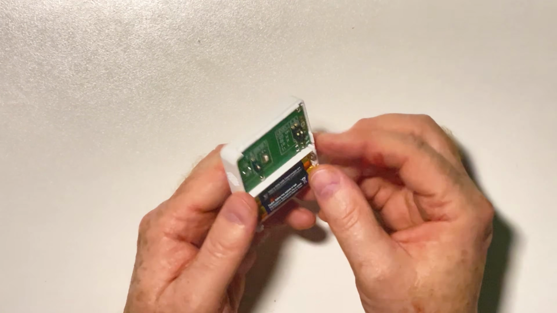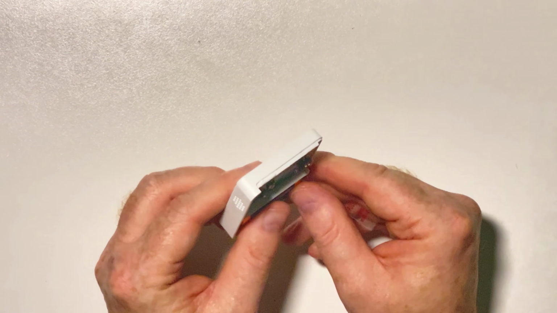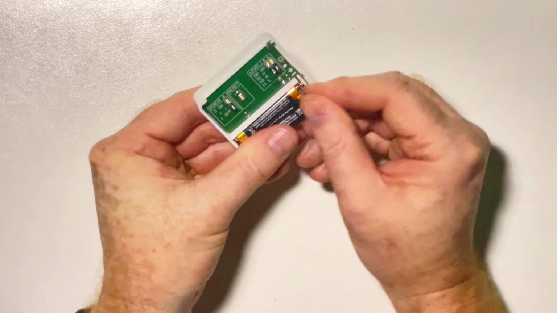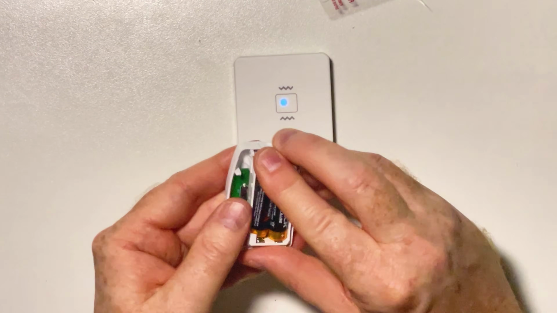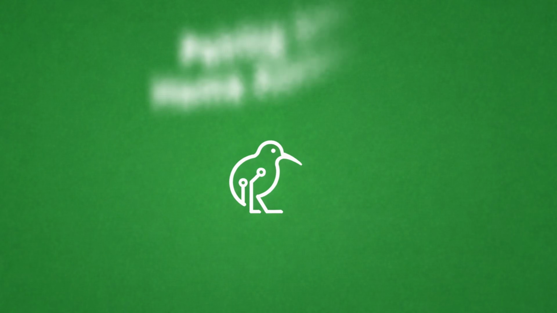So before we physically install them, we'll go and pair them into Home Assistant. I'm using Zigbee to MQTT, so we simply pull that tab out, and we can see that it is flashing. We'll do the same for this unit. Now we'll flick over through to Home Assistant.